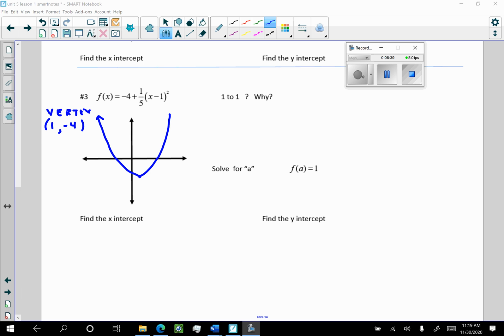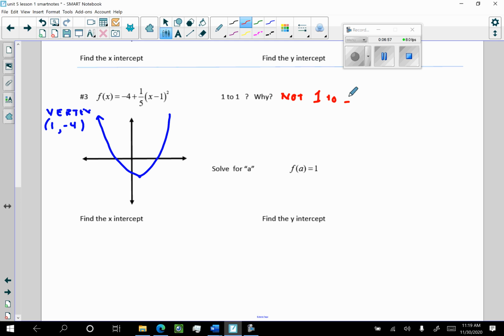This is a quadratic, and we're looking at this quadratic over its entire domain. So this certainly is not 1-to-1, since any horizontal line intersects the graph more than once.